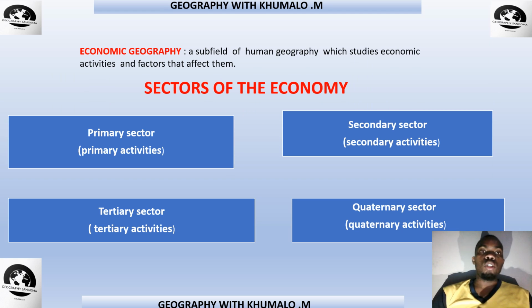And then economic geography, we can classify it as a subfield of human geography, which studies economic activities and factors that affect them. Now, when we talk about the structure of the economy, we're talking about the four sectors of the economy, which is the primary sector, which deals with primary activities. Then we have the secondary sector, which deals with secondary activities, which I'm going to explain. The tertiary sector, which deals with tertiary activities. The quaternary sector, which deals with quaternary activities that I'm going to explain as we move forward.